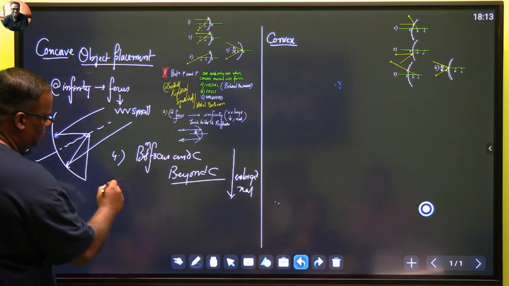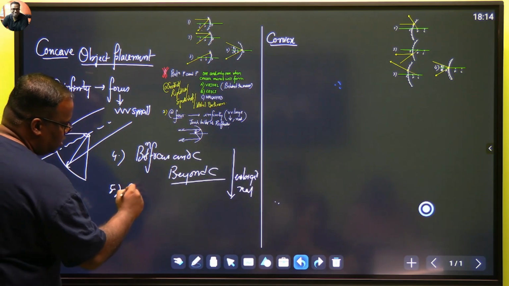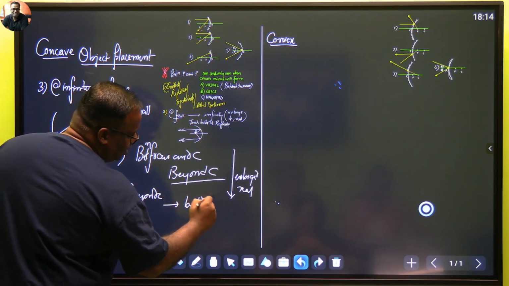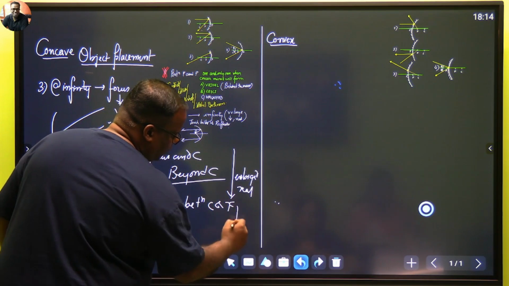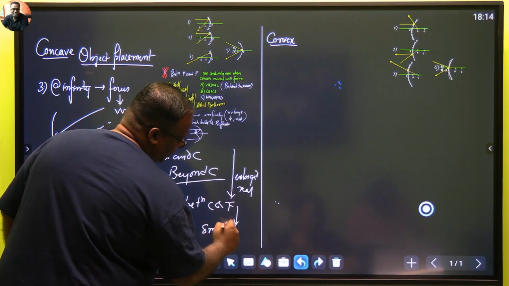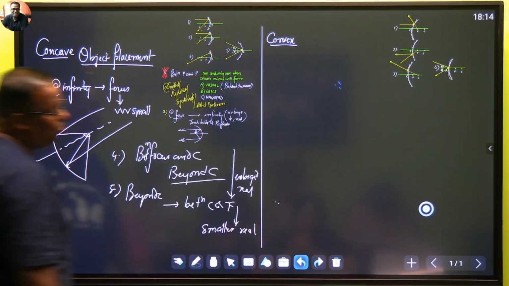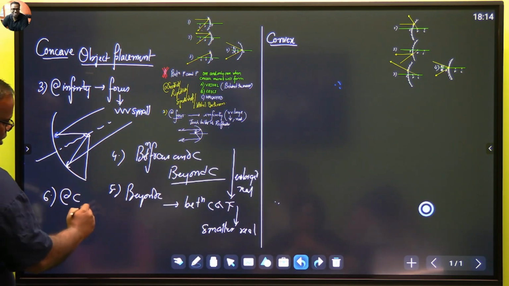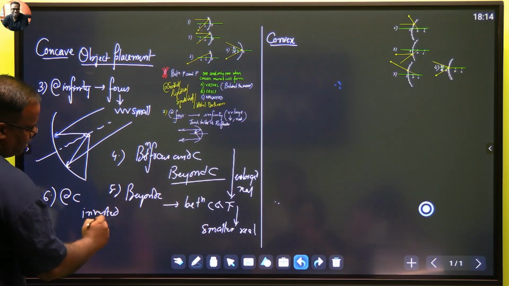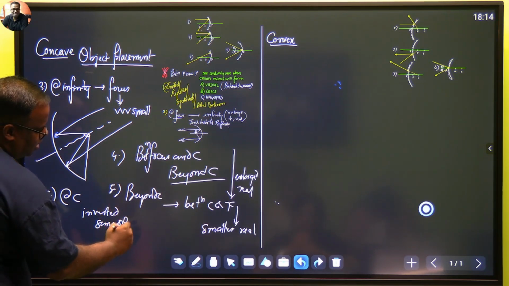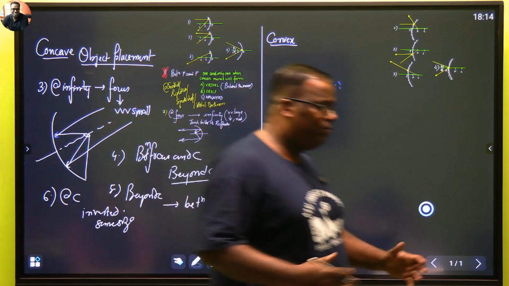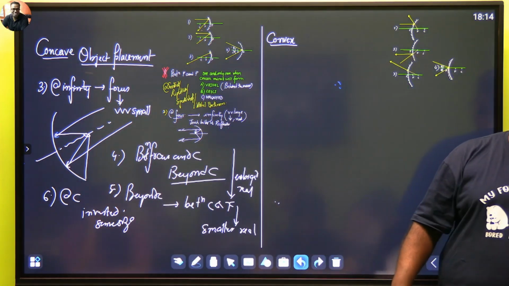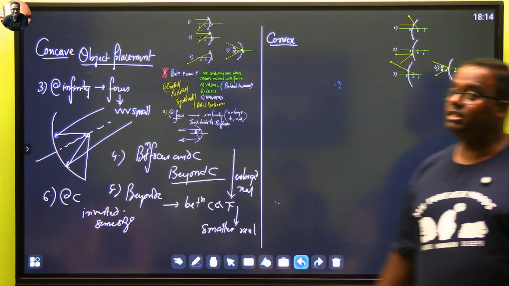Now do the opposite. Number 5. The object is Beyonce, then the image is between C and F. Now this will be what? Inverted but smaller and obviously real. Inverted but smaller but real. And if you are at C, then you are inverted and what else? Same size. So what did we see? Look, everywhere you are inverted. Everywhere you are real, except dentist lipstick.